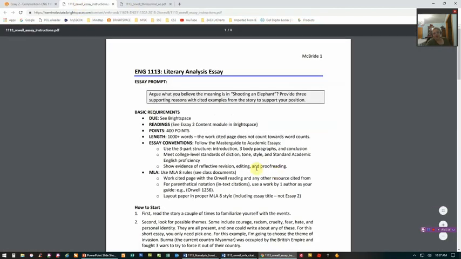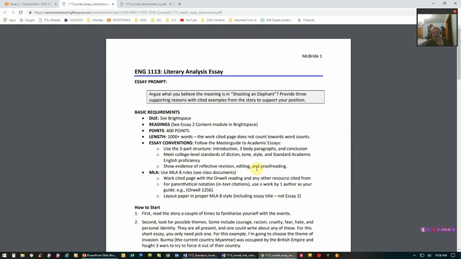So you can see your essay prompt right there in the box: argue what you believe the meaning is in Shooting an Elephant. Provide 3 supporting reasons with cited examples from the story to support your position. So, when you read this, what do you think is important? It could be a variety of things. When we talk about this essay and look at possible themes, you're going to see you have a lot of different possibilities in what you take from it. There's very little wrong or right here. Interpretation is what do you see in it and how can you justify that interpretation?